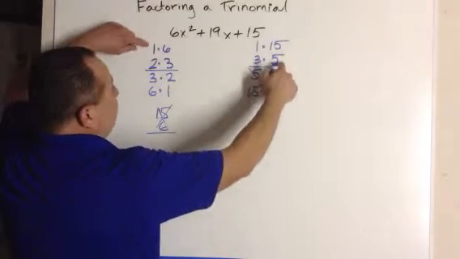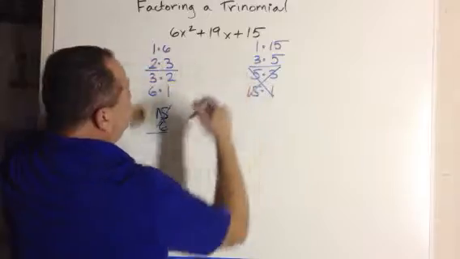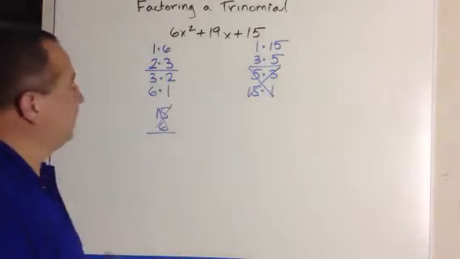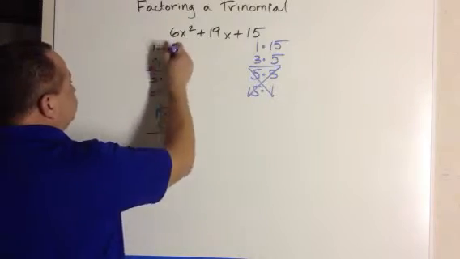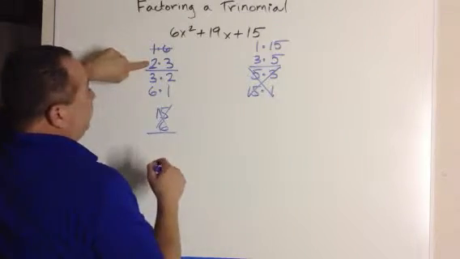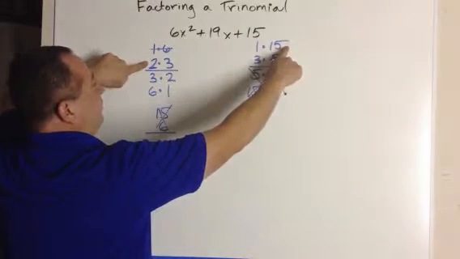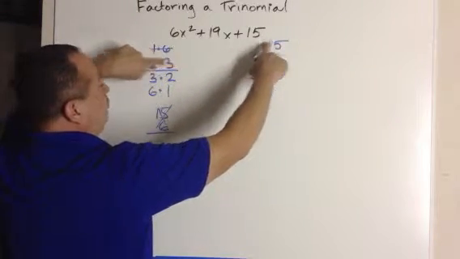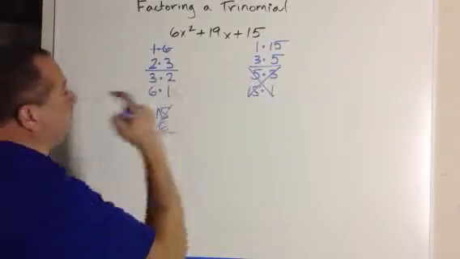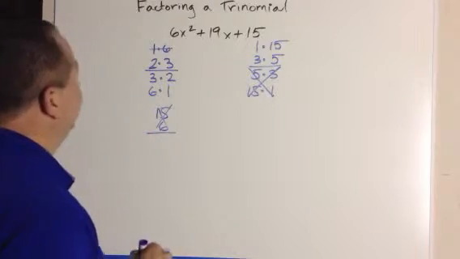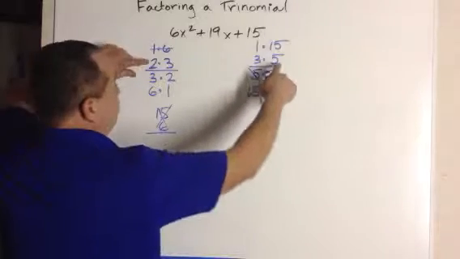How about 5 and 18? 18, that'll be too much. That won't work either. So we're done with this guy. We're now going to try the next one. 2 times 15 is 30. 3 times 1 is 3. So 30 and 3 will give me either 33 or 27. That's not giving me the 19. Let's try the next one.